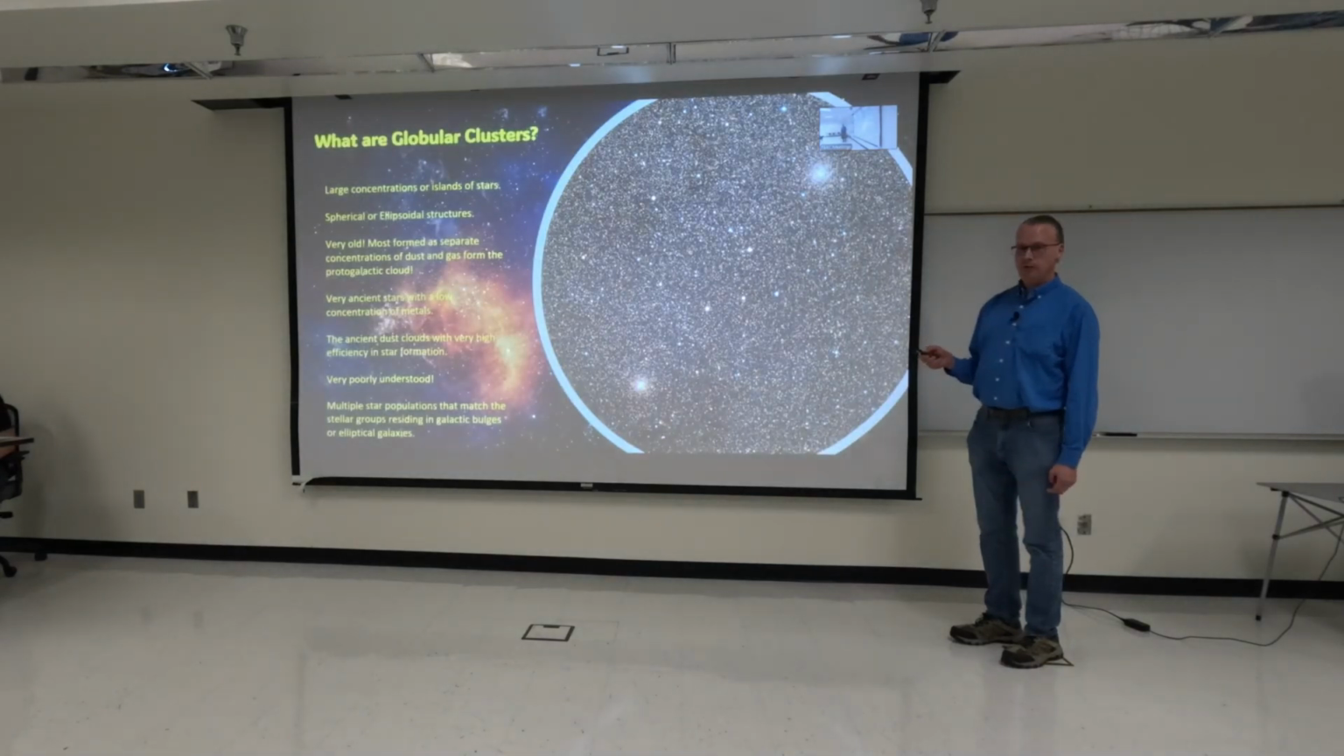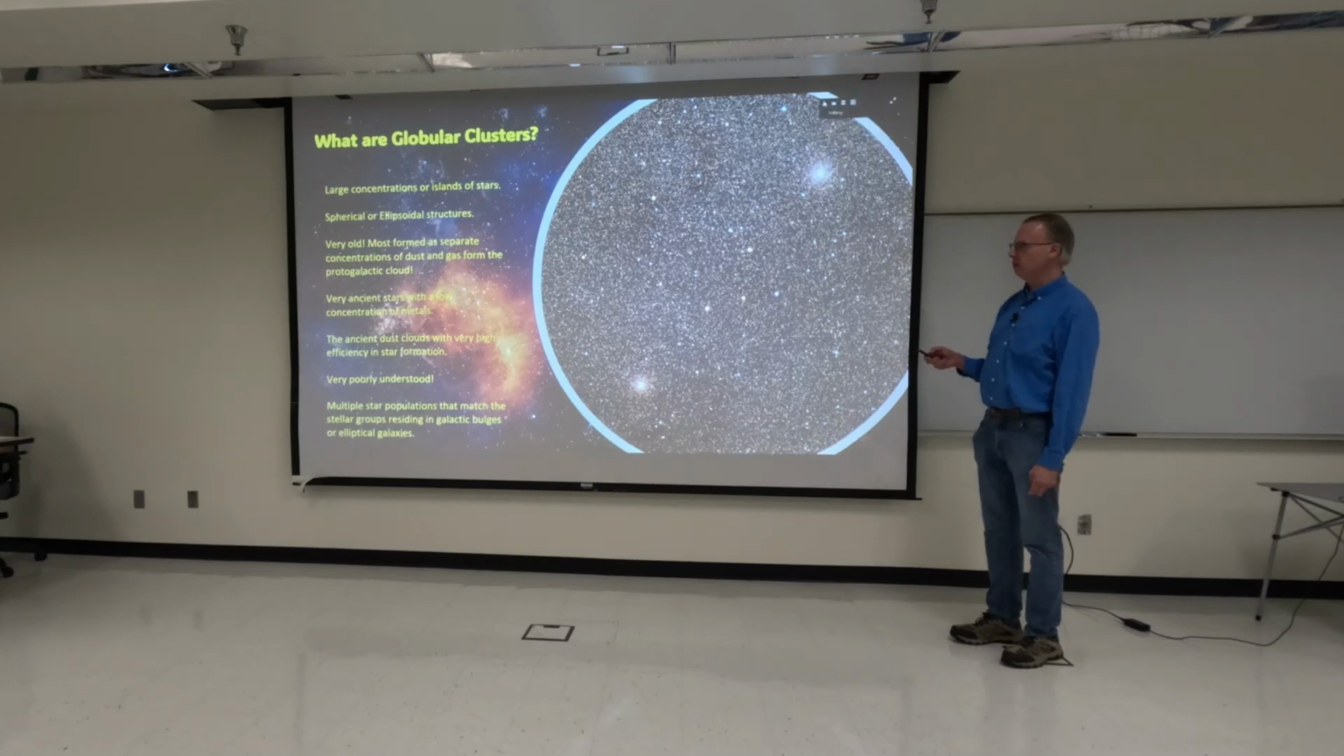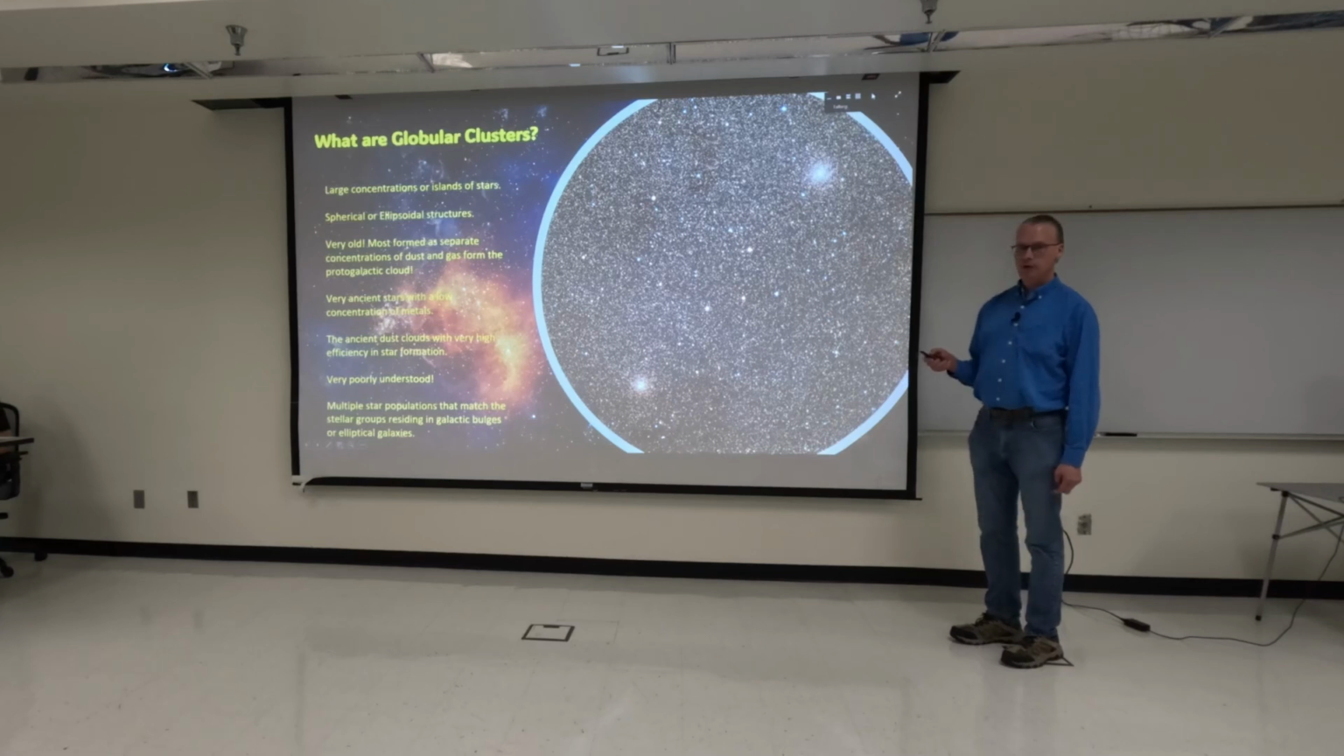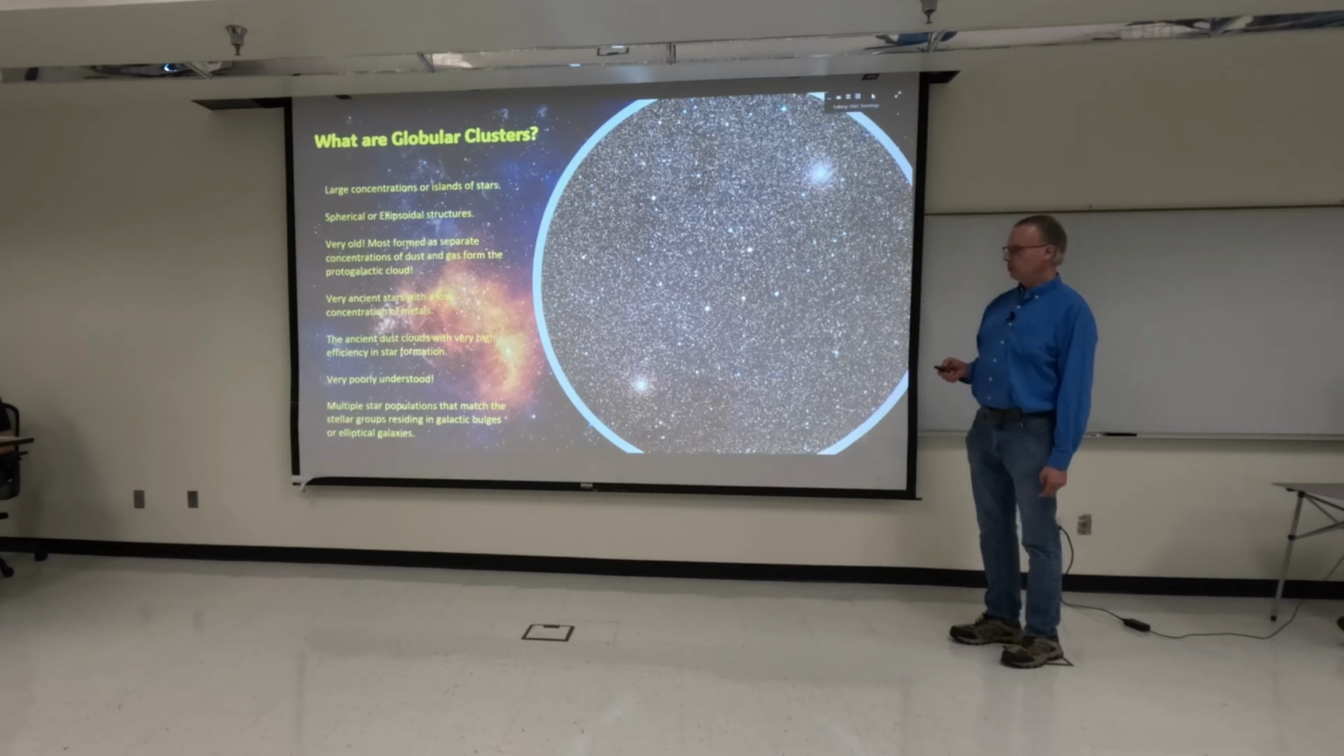So we should all be familiar with globular clusters. These are large islands or concentrations of stars. They're very old, and they're strongly bound together by their mutual field of gravity. They were all formed as separate islands of dust and gas that broke out of the original protogalactic clouds, because these globular clusters tend to form around galaxies, whether they are elliptical or spiral galaxies. They have very low concentrations of metals, since they tend to be the first generations of stars.